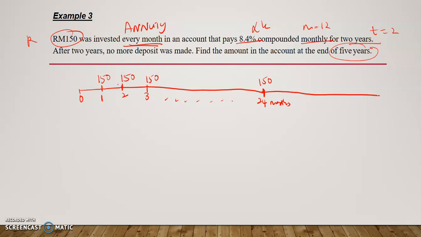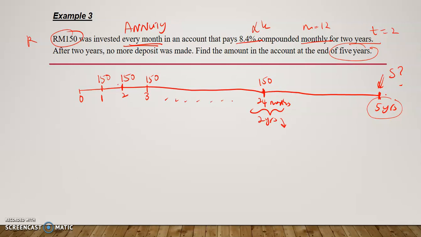But the question asks you to find the amount in the account at the end of 5 years. So tadi kita dah stop sampai sini. This is for 2 years. So 5 years. We want the S value. We want the amount in this account at the end of this year. So you must find S here. Not S here, but S after 5 years.